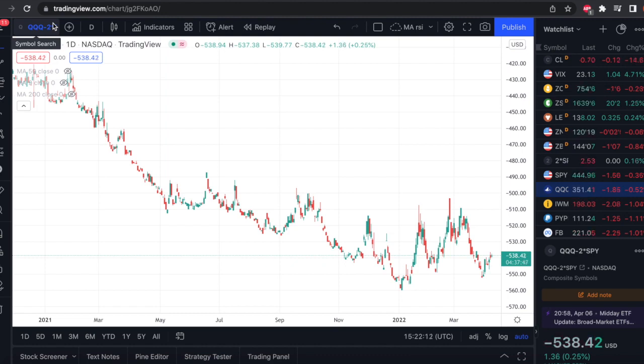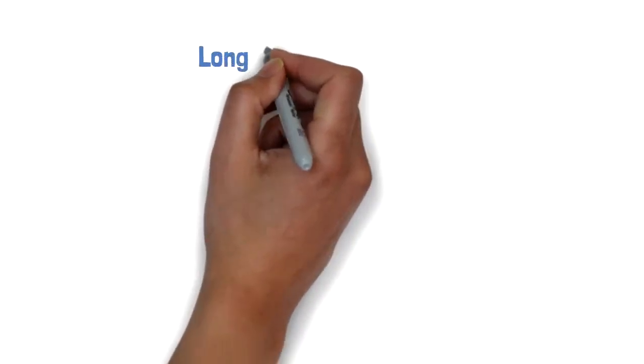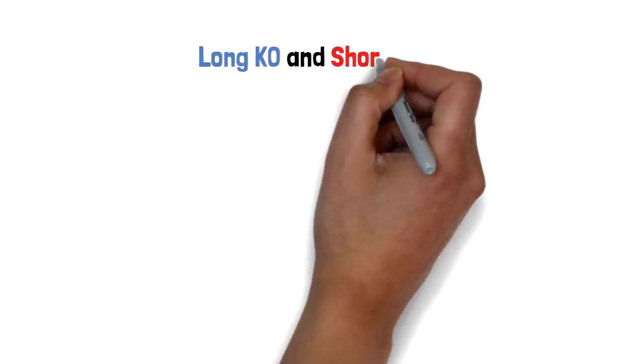But if there's a massive difference, like we saw in Coca-Cola and Pepsi, you can always play around with it and make some changes. So now let's discuss how we can make money in the pairs trade and what the profit model is. Let's take the example of going long Coca-Cola and short Pepsi.